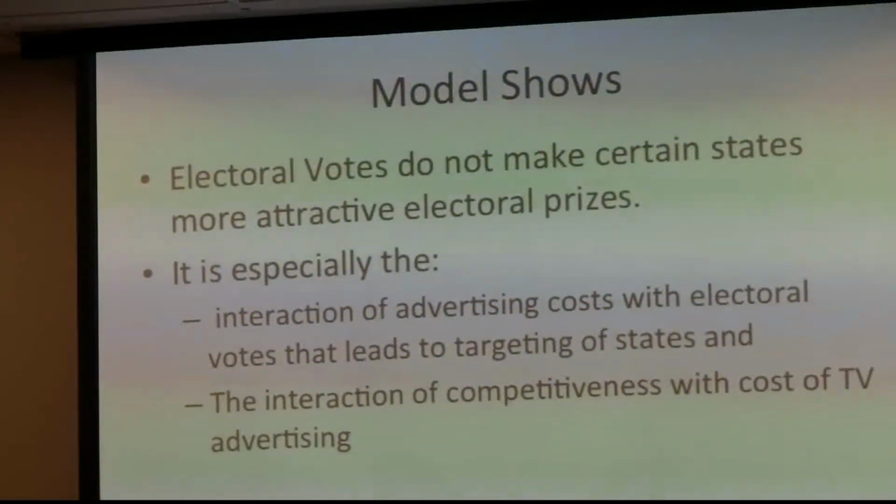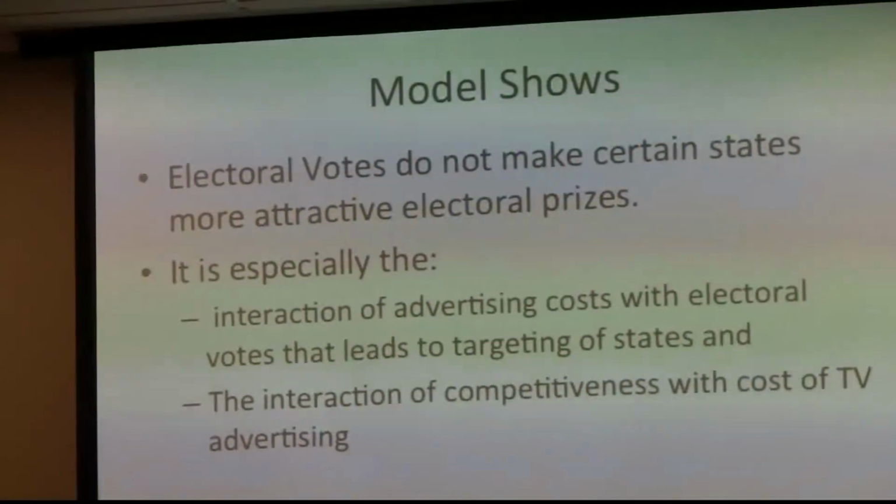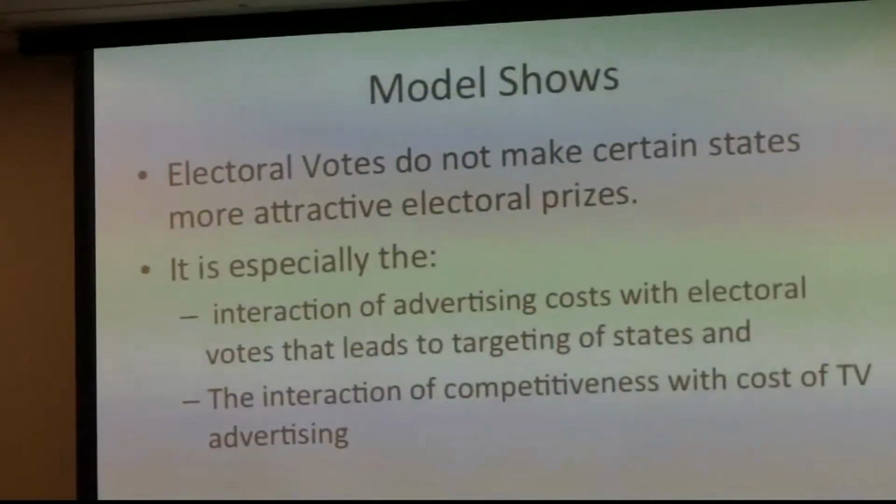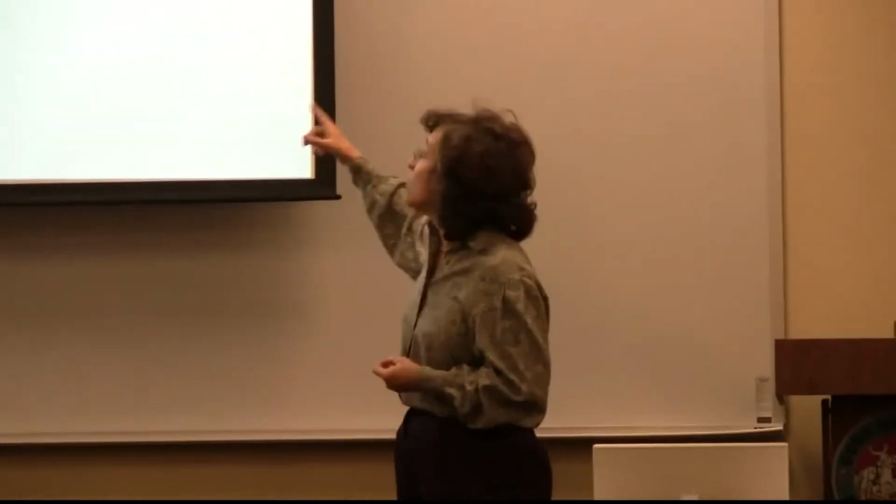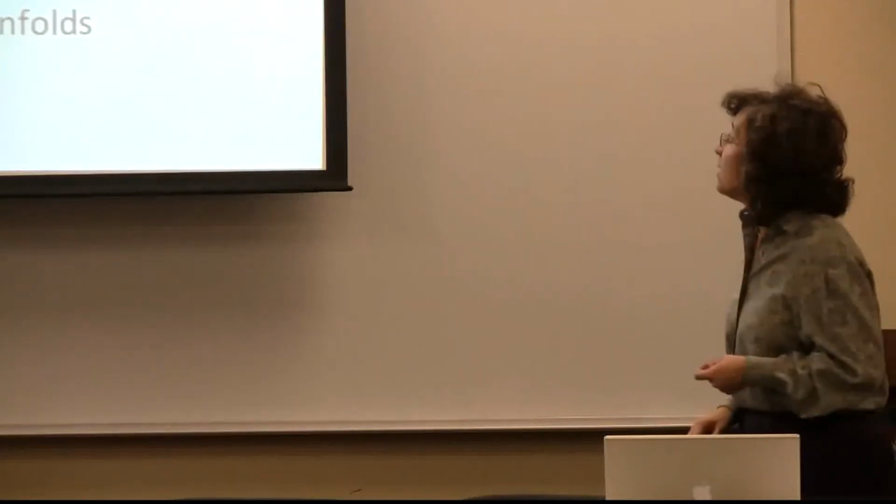What he finds is that in terms of where they place their resources, in terms of candidate visits and ad expenditures, it is the interaction of advertising costs, how much does it cost, how many hits am I getting, with electoral votes that leads to the targeting of states. And the interaction of competitiveness with the cost of those TV ads are the main considerations in how they spend their resources.